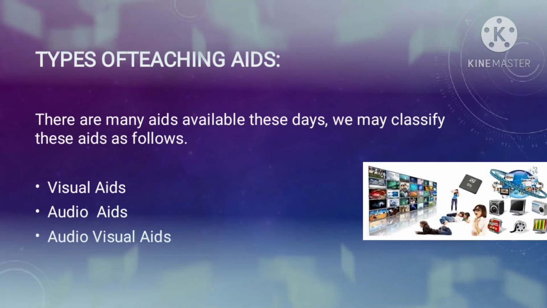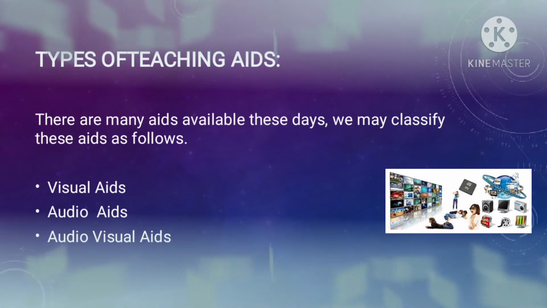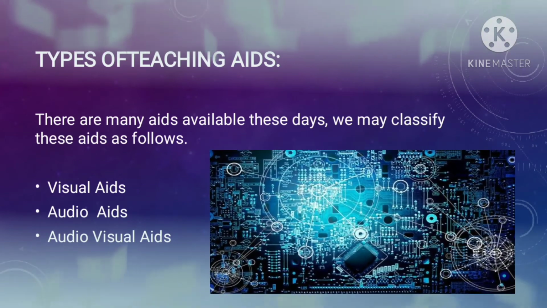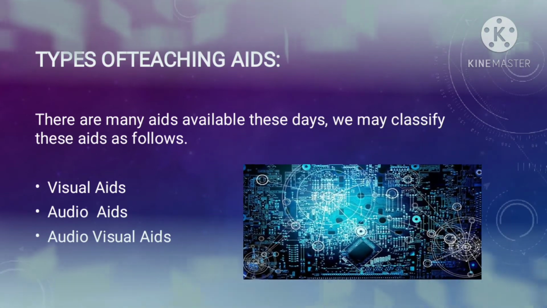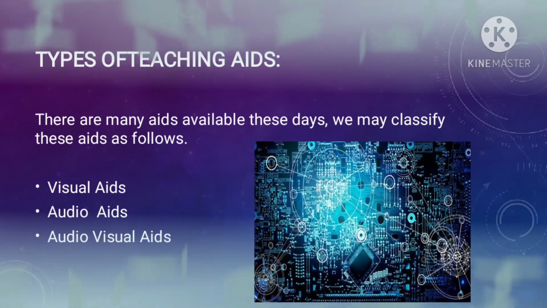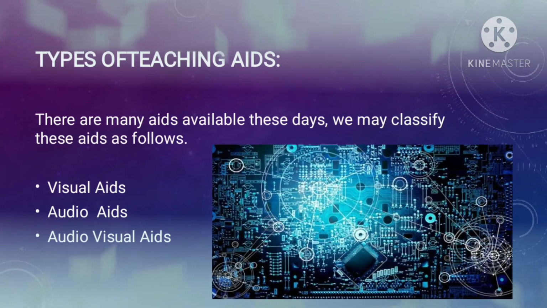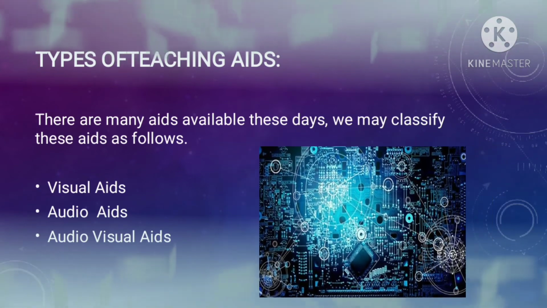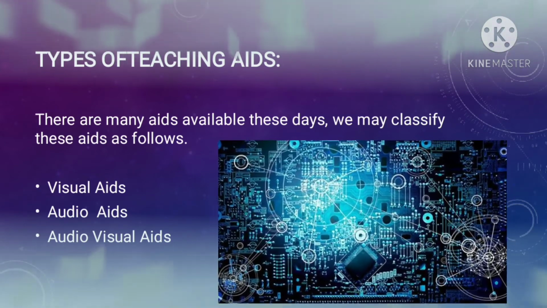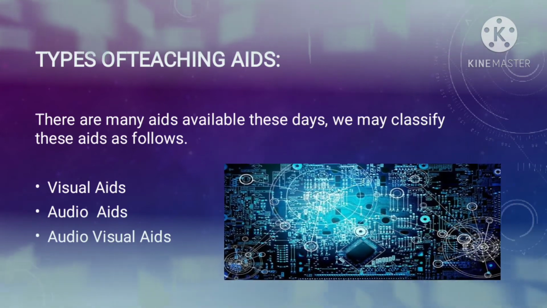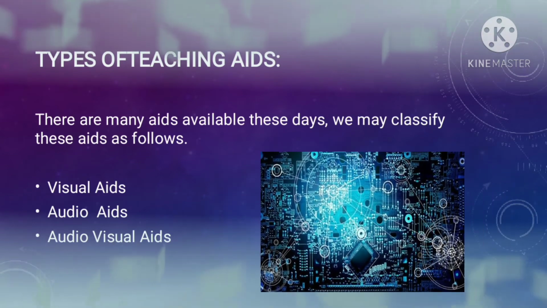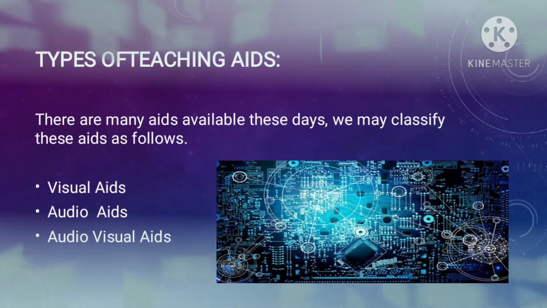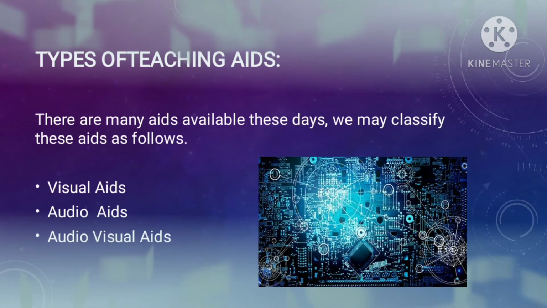And here are the types of teaching aids. We know already that there are many available teaching aids, and here are some of the aids that we are using in our teaching, in our learning process, or even in school. These are the audio aids, visual aids, and audiovisual aids. Audio aids involve the sense of hearing, and visual aids use the sense of vision. And audiovisual aids involve the sense of vision as well as hearing.